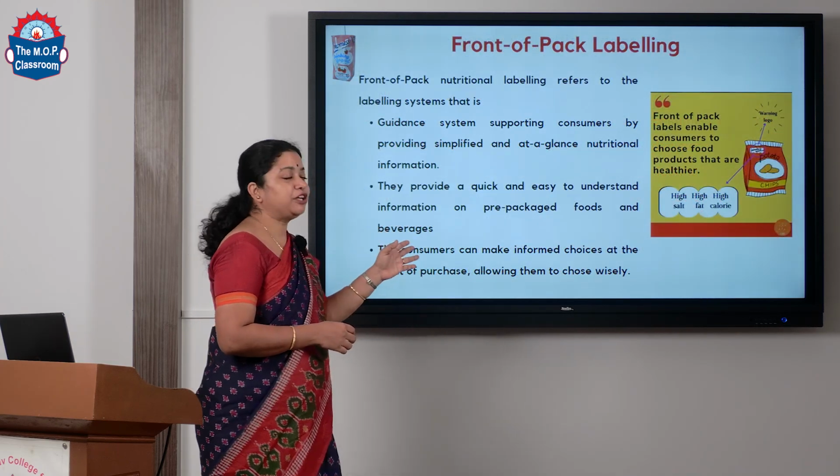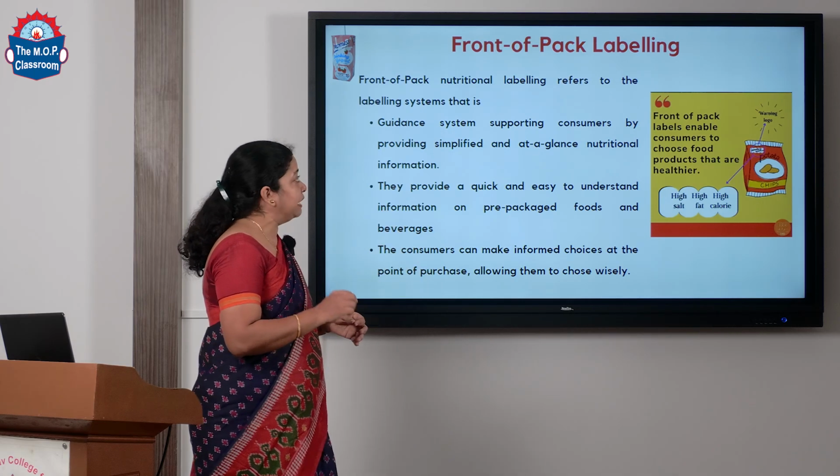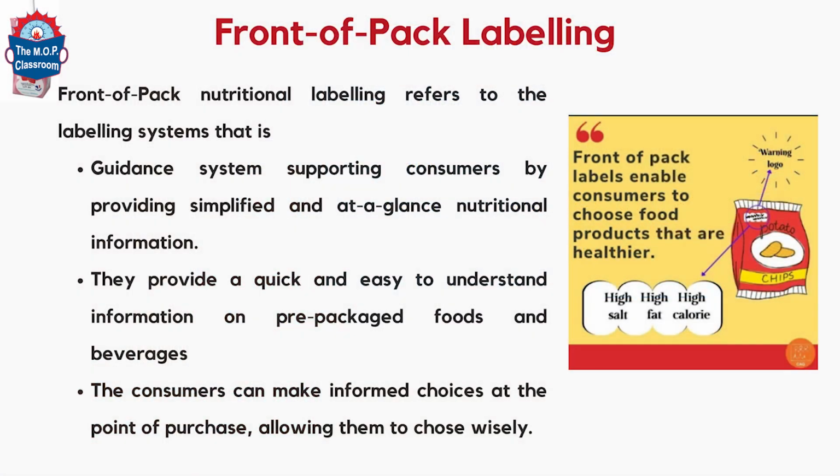This is another aspect of nutrition labeling, that is front of pack labeling. The name itself suggests that on the front of the pack you will have some kind of indicators which tell the consumer about the health properties or the good properties of a product. They might be positive, they might be negative as well. If you can see this picture alongside the slides, that makes it very clear.